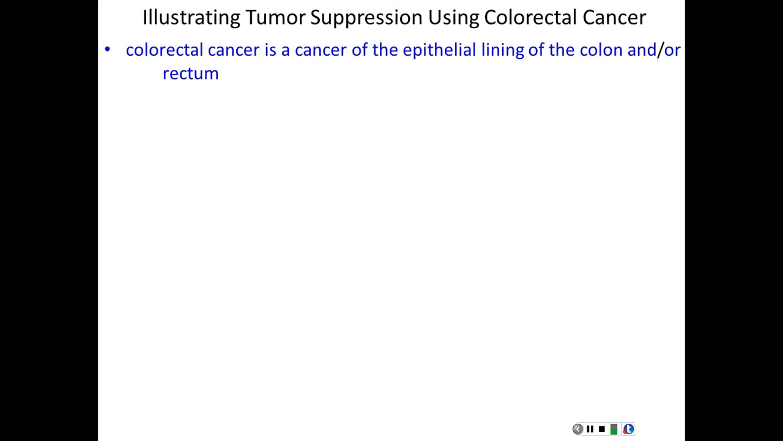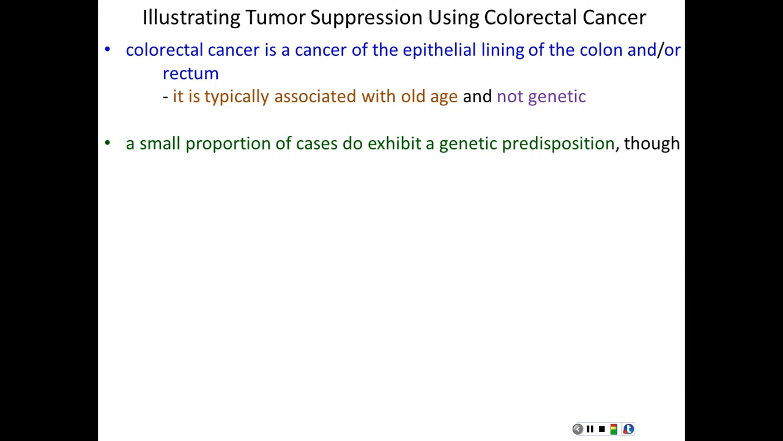Alright, so let's wrap up this lecture talking about a specific example, and then we'll just discuss some strategies for fighting cancer, and we'll be done not only for this lecture, but for this semester as well. Colorectal cancer is a cancer of the epithelial lining of the colon and or the rectum. It's typically associated with old age, so it's a disease of accumulated mutations, not necessarily genetic. But a small proportion of cases do exhibit a genetic predisposition, and we know what that means now.